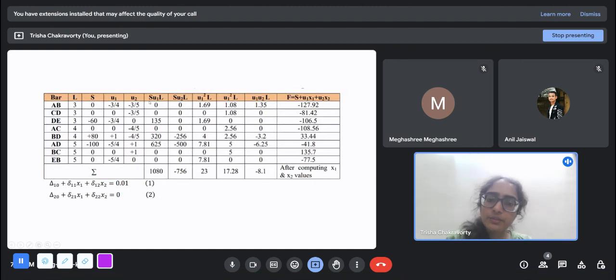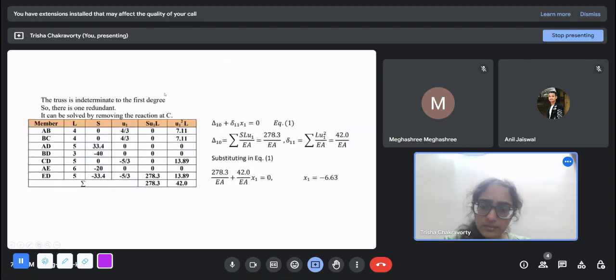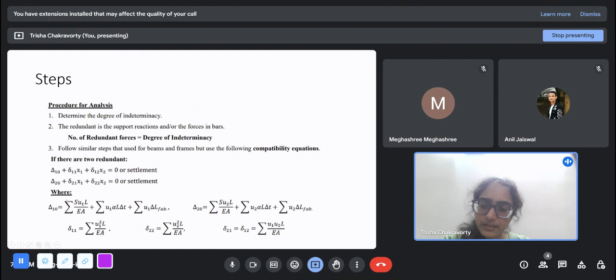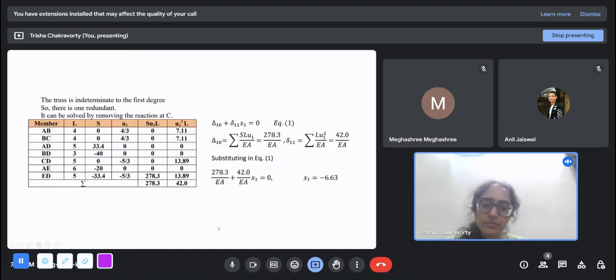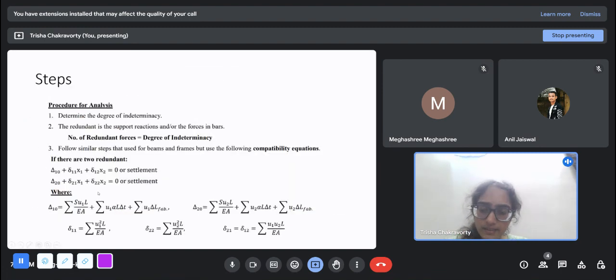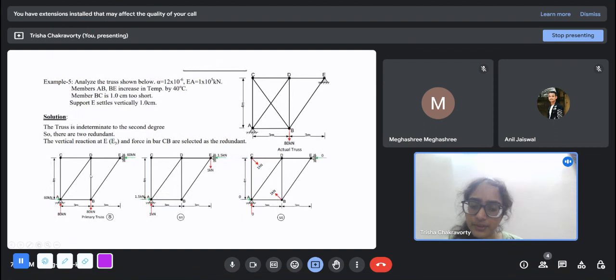And here you follow this formula for delta 10. As I said, delta 10 is the sum of S U1 L by EA, and delta 20 is the sum of S U2 L by EA. So by using this, now you know the S system of forces, the U1 and U2 systems of forces, you know the length and EA of each member. So basically you get two equations in two unknowns. X1 and X2 are the two unknowns.